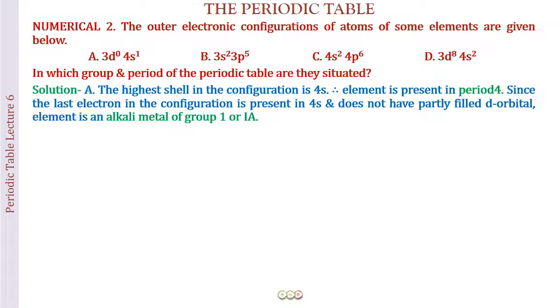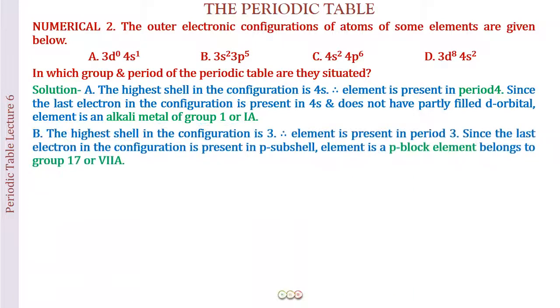Next we have 3s2, 3p5. So this over here is going to be what?